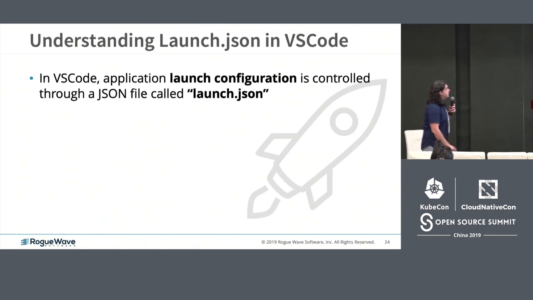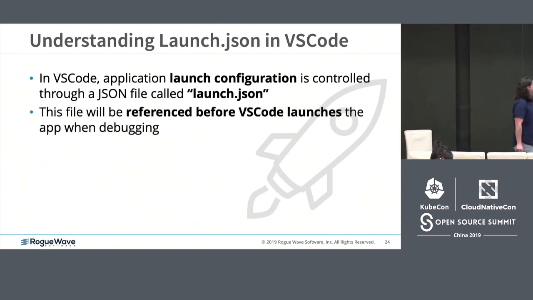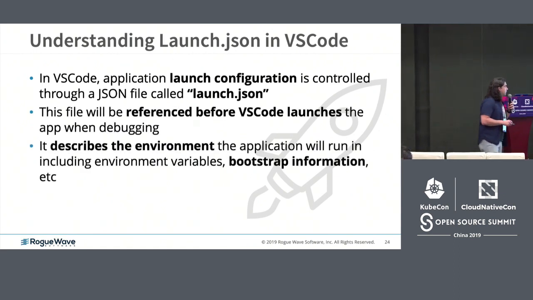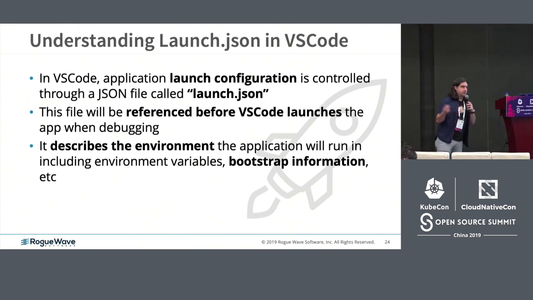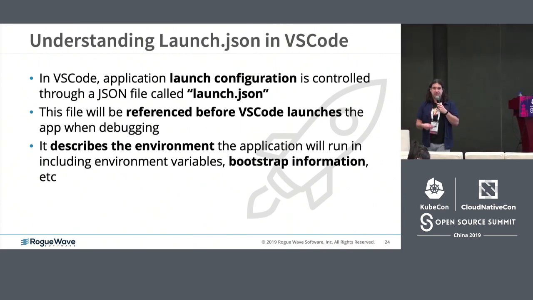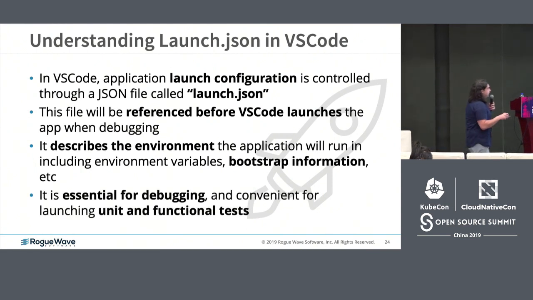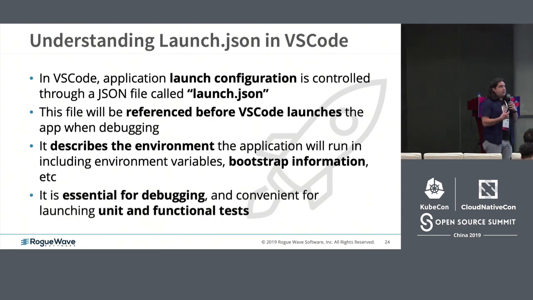The launch configuration is controlled through a JSON file called launch.json. It basically just describes the environment and bootstrap information for the app when VS Code launches it. If I want to set some environment variables, maybe this is where I would do that. But it is essential for debugging because your app is going to get more complex.